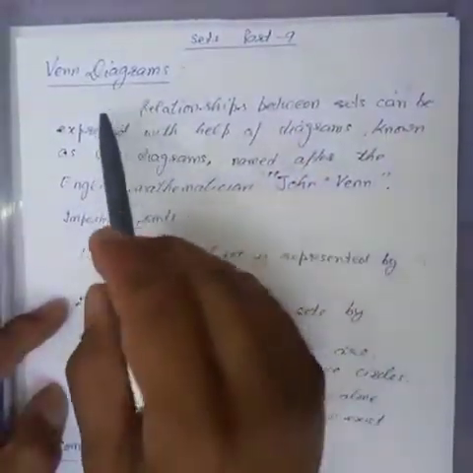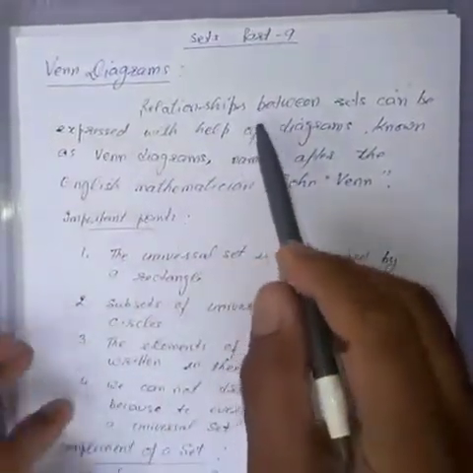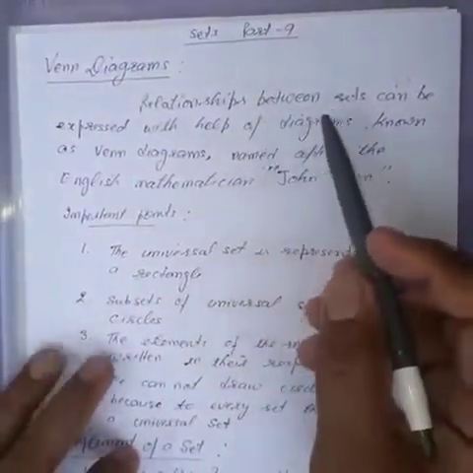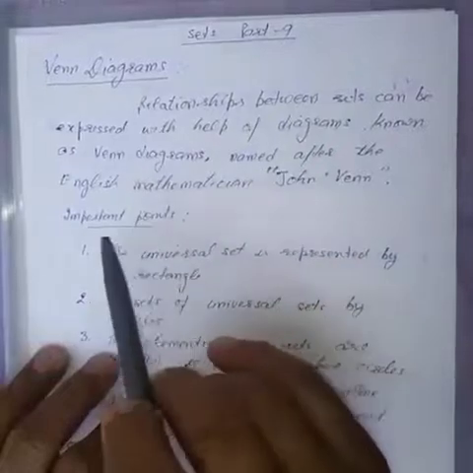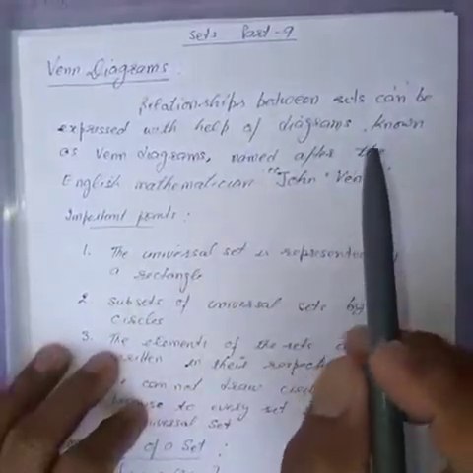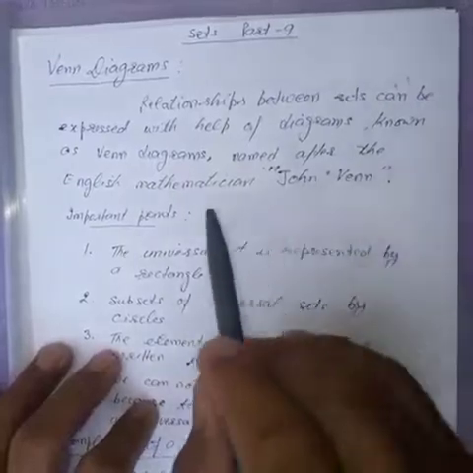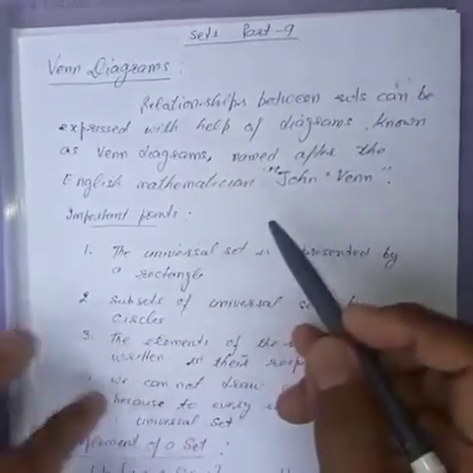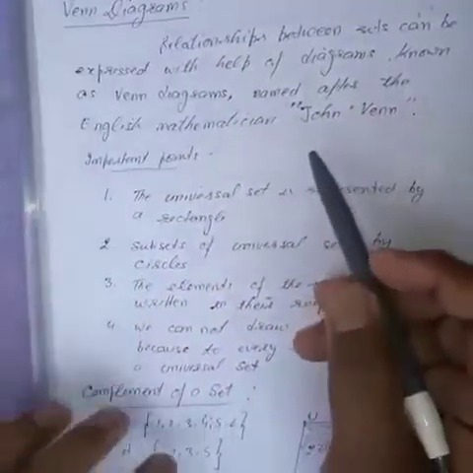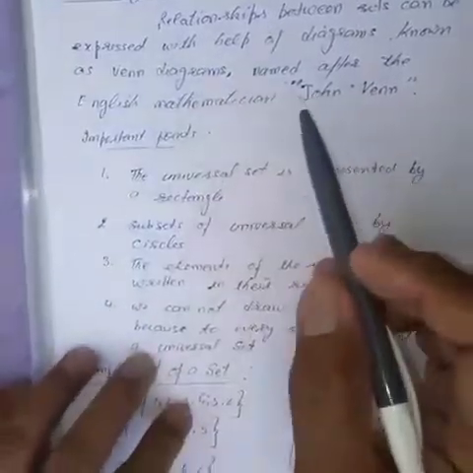Today we will discuss Venn diagrams. Various relations between the sets can be expressed with the help of diagrams which are known as Venn diagrams. These are named after the English mathematician John Venn. Now you have to consider some important points regarding Venn diagrams.